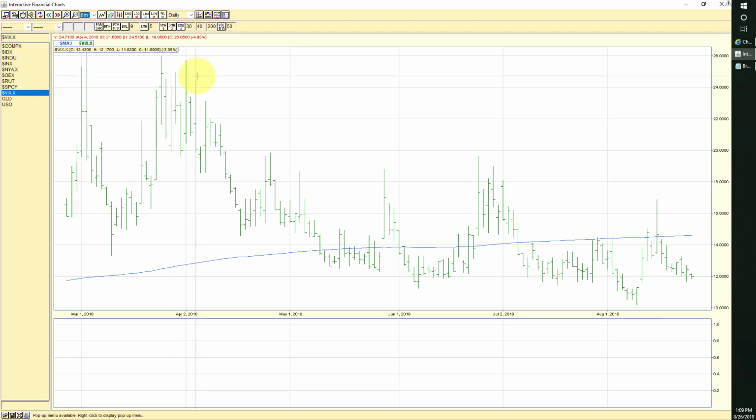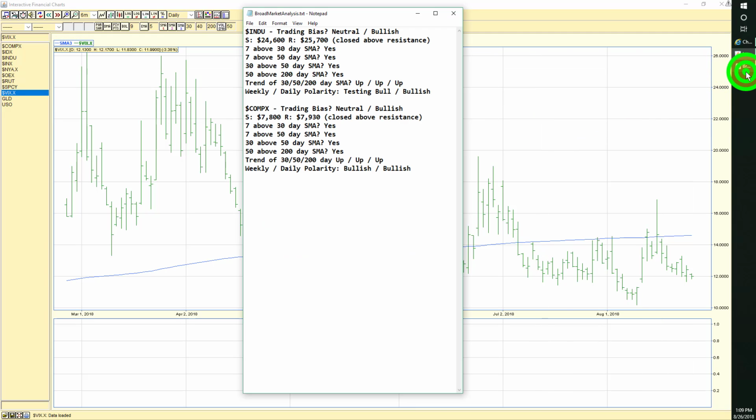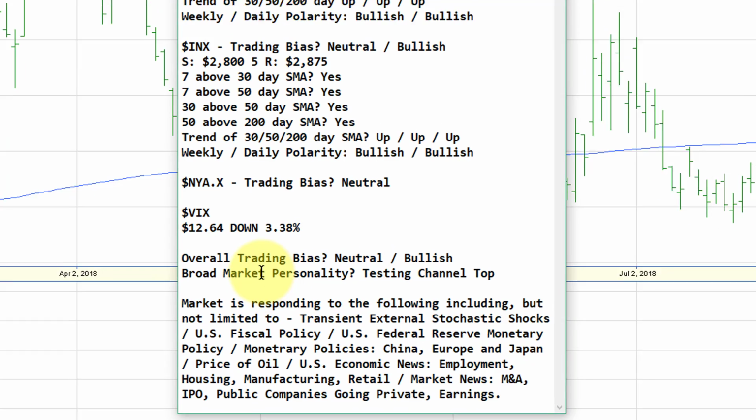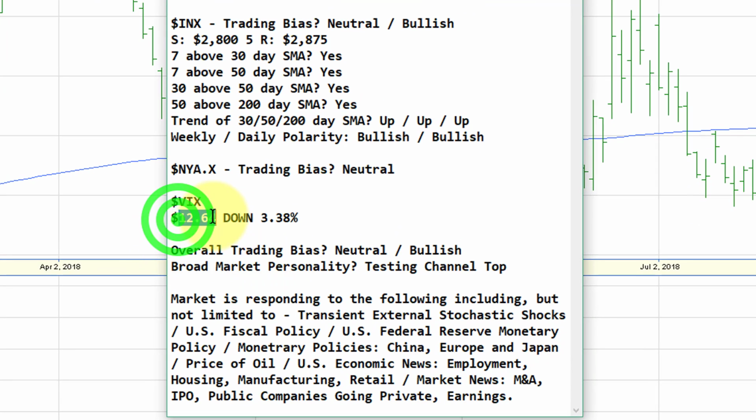The 200-day volume simple moving average is analogous to the 40-week volume simple moving average, as there are 5 trading days in every trading week. Our VIX Volatility Index ended down 3.38% to close at $11.99 per VIX share. Our overall trading bias still remains neutral bullish, as we are actually knocking on the door of full-on bull. The broad market personality, I'm going to stick with testing overhead resistance.